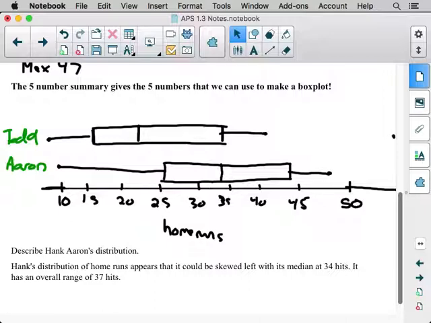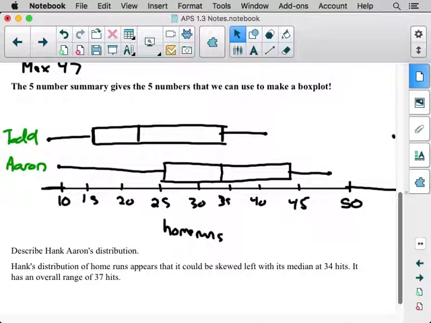Aaron was skewed left, right. We saw a lot of extra spread down here, indicating that there's a little bit of skewness there. I think Todd's is much easier to see. What shape is Todd's?